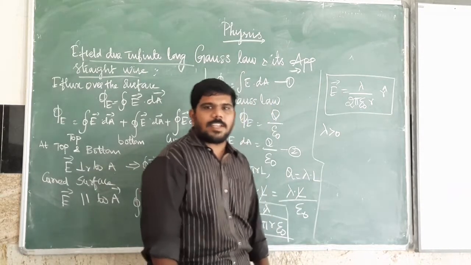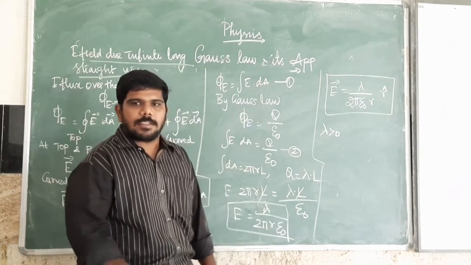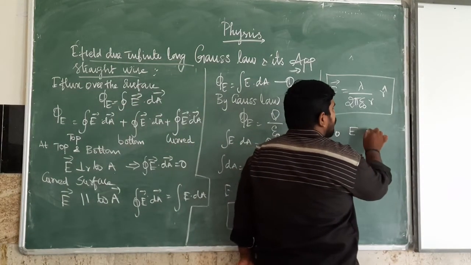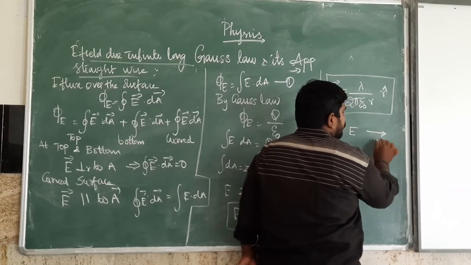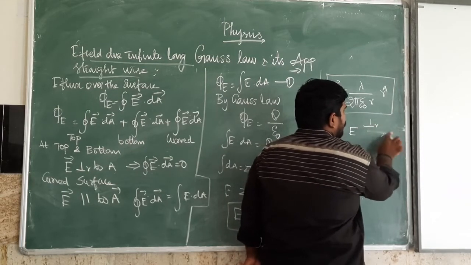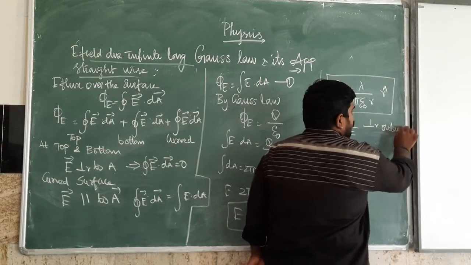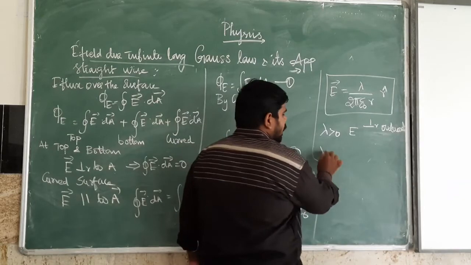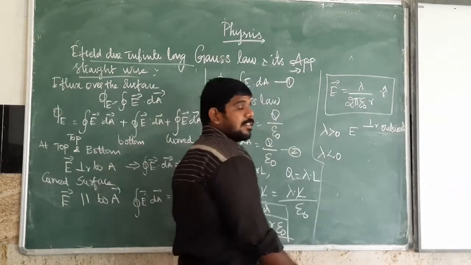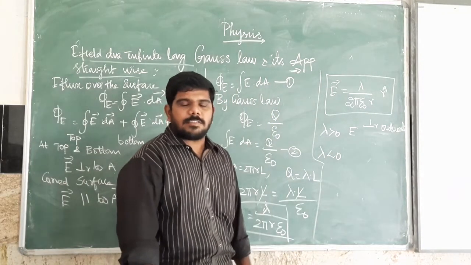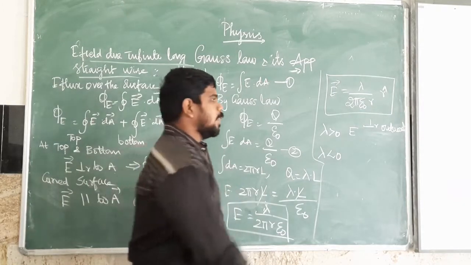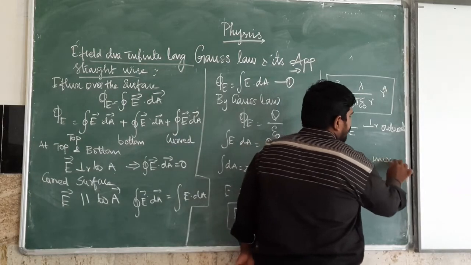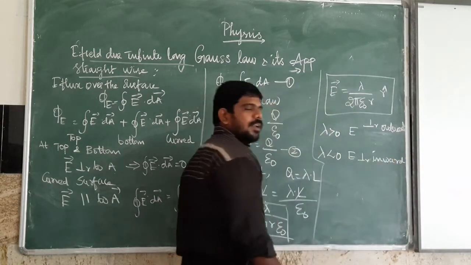If the charge density lambda is greater than 0, what will the electric field be? The electric field will be perpendicularly outward. At the same time, if the charge density lambda is less than 0, what will the electric field be? The electric field will be perpendicularly inward.